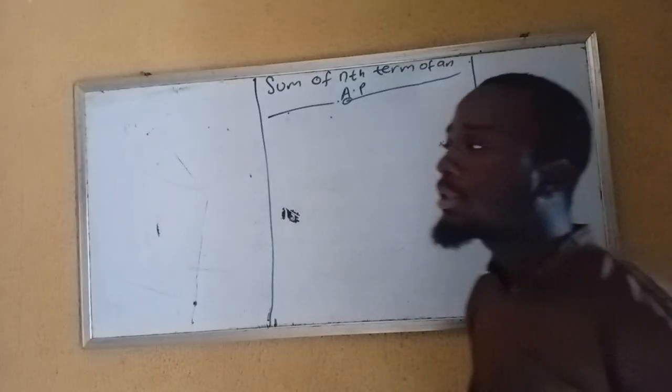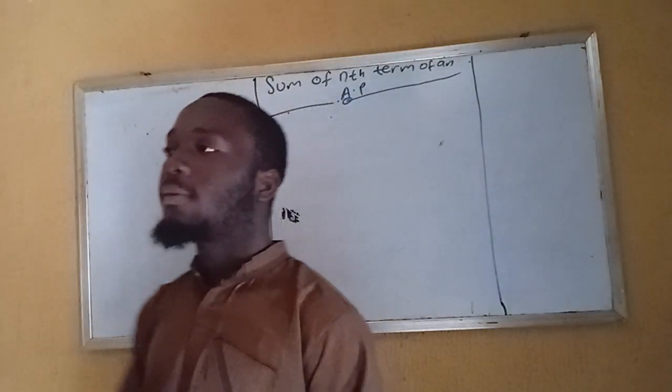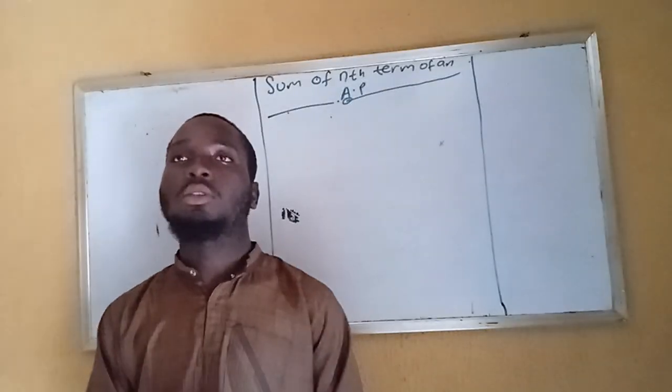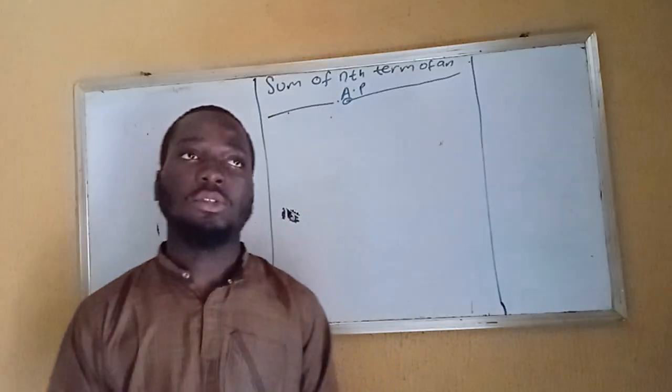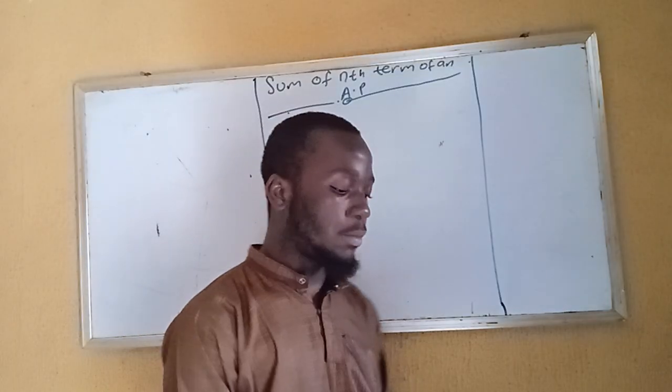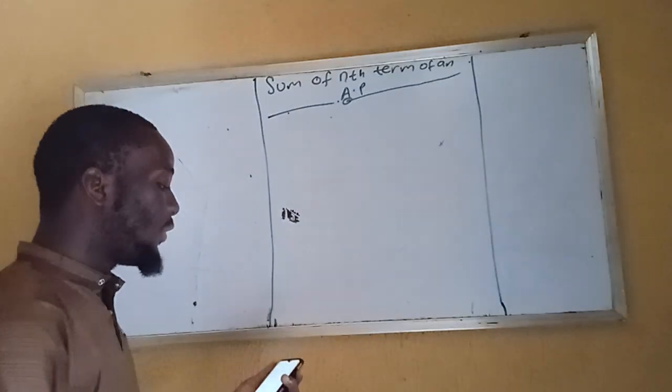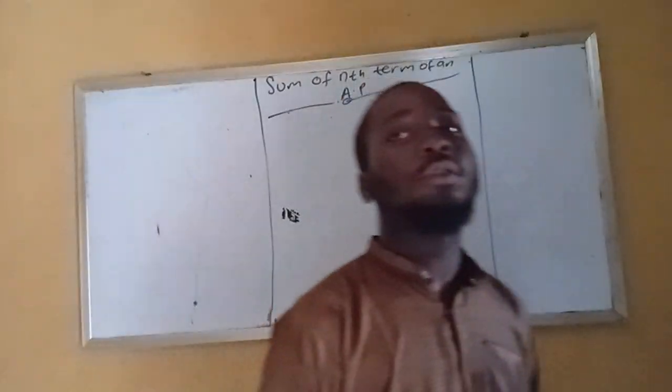Assuming you have to calculate the sum of the first three terms, you find the first term, the second term, and the third term. Instead of calculating one by one and then adding them together, there is a general formula we can use. We have two formulas for it: one involving the n term and the other involving the last term.